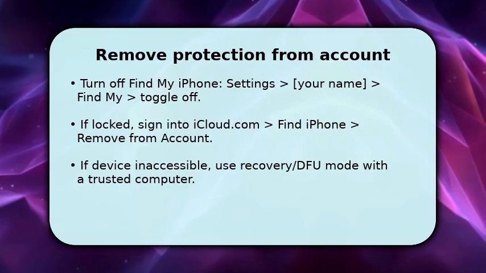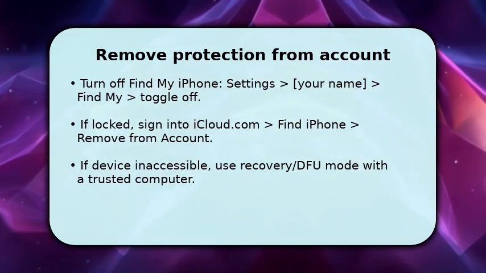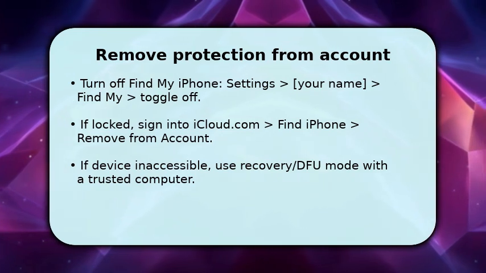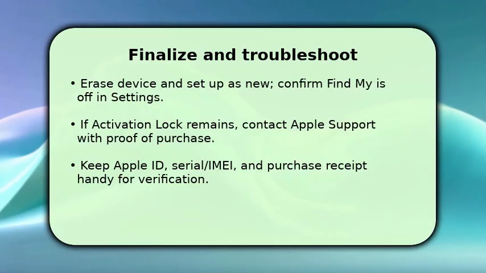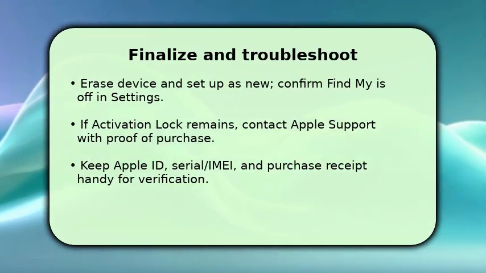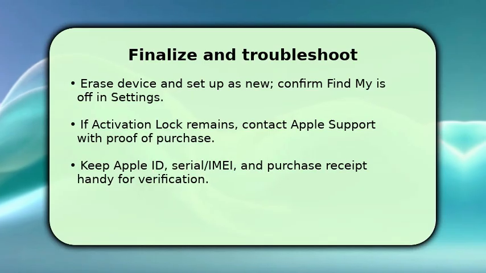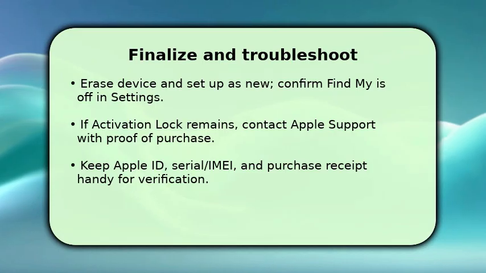This clears software locks, but won't remove activation lock without the account step. Finish by erasing the device and setting it up as new once Find My is confirmed off. You'll sign out of iCloud and restart the phone. If activation lock still appears at setup, don't try random workarounds. Contact Apple support and provide your proof of purchase and serial or IMEI for official removal.